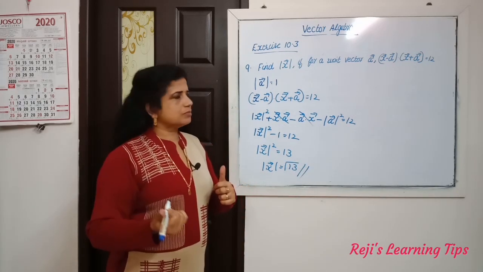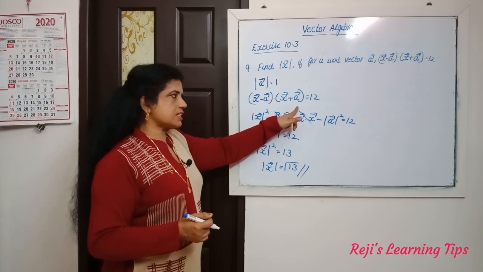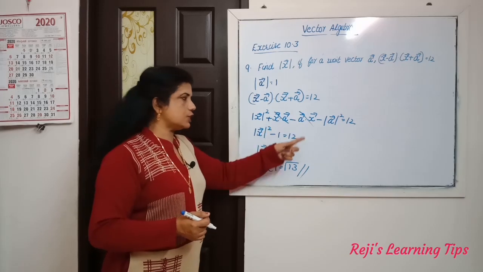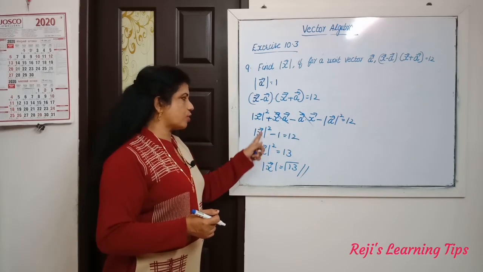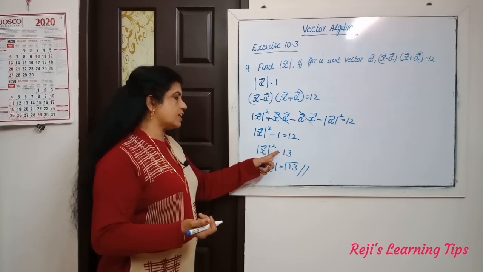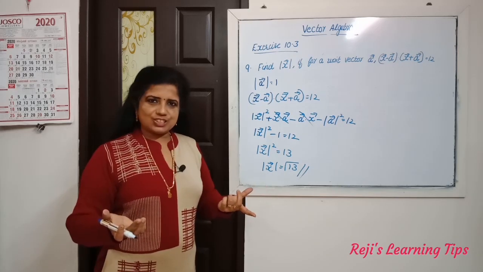Understood? Okay, x minus a vector dot x plus a vector is equal to 12. Then we should open the bracket. We can cancel these two. Then modulus of vector a square means 1. So modulus of x square minus 1 is equal to 12. So modulus of x vector square is equal to 13. So modulus of x is equal to root of 13.